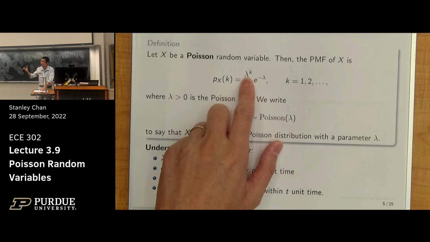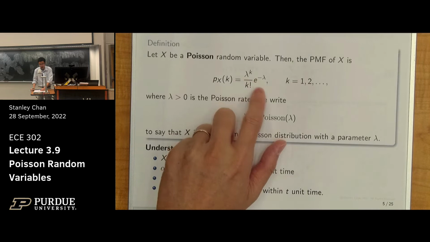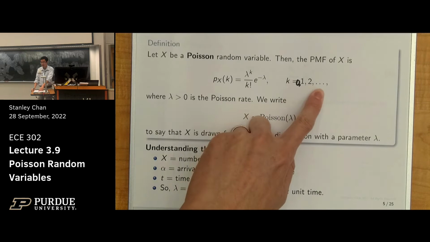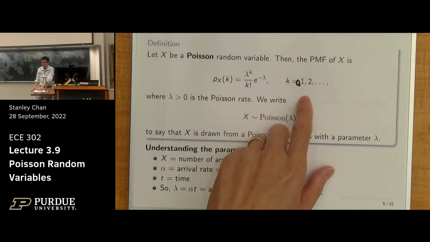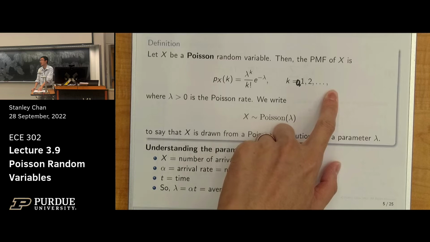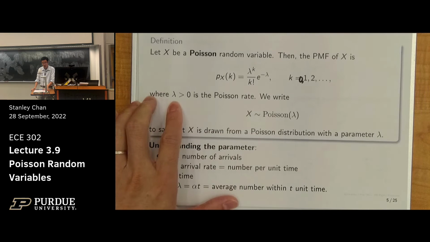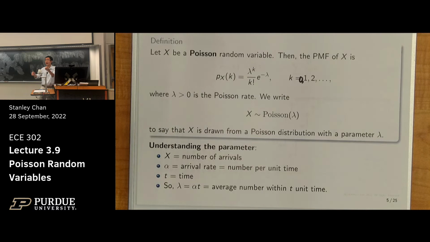The running index k will go from 0, 1, 2, all the way to infinity, including 0. You can ask, what is the probability of having no photon in this period of time? So 0 is included. It goes all the way to infinity. You can ask, what is the probability of getting 10 million photons in this period of time? So it is not upper bounded. This parameter lambda is, of course, positive because it is the rate times the duration, alpha times t. Alpha is positive, t is positive, so this is a positive constant.